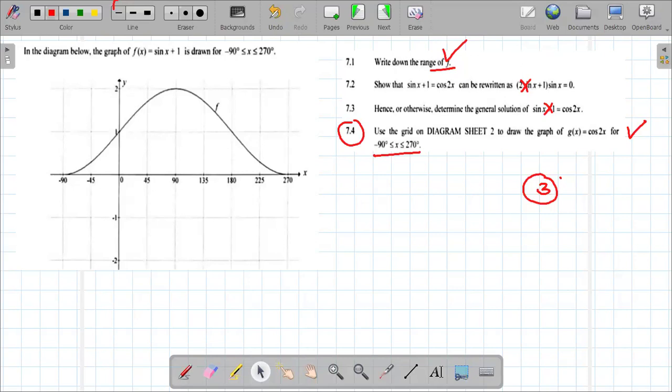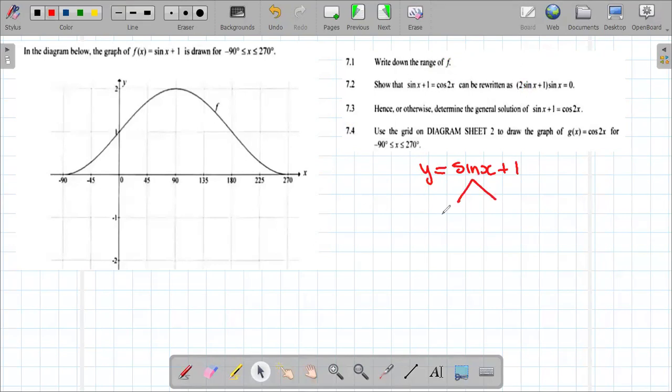Okay, let's do this. I believe everybody should be getting this right because I told you how to do it. What is your graph? You've been given y equals sine x plus 1. First thing, what is the minimum and maximum? Minimum is -1, maximum is +1. So y is between -1 and +1. Remember, let me just write +1.